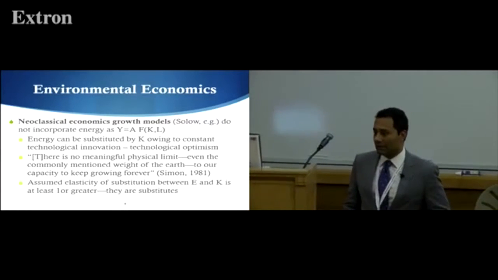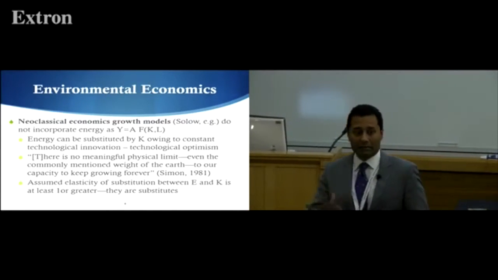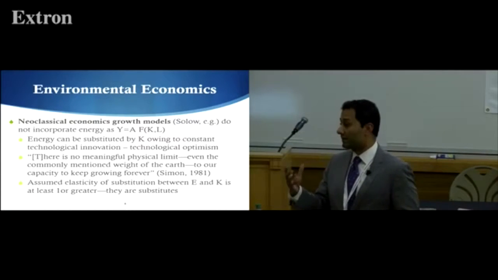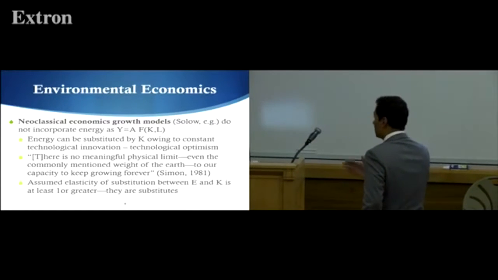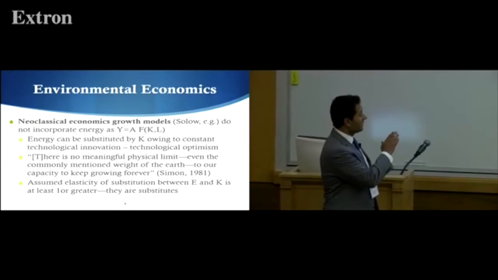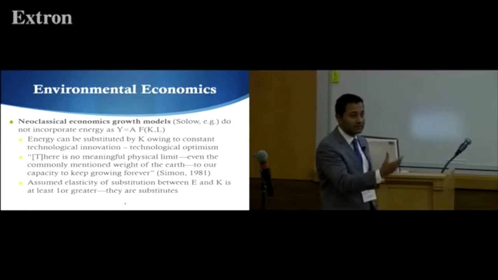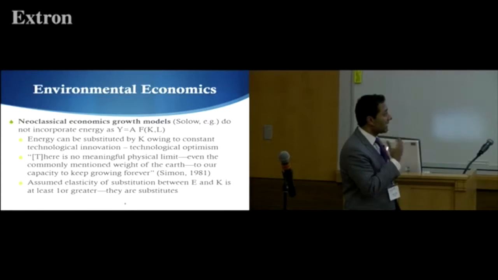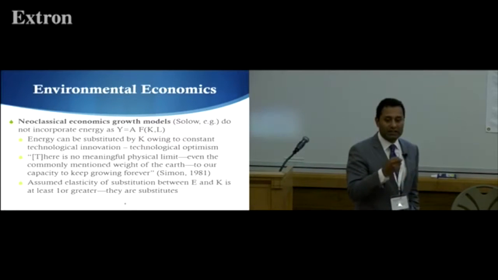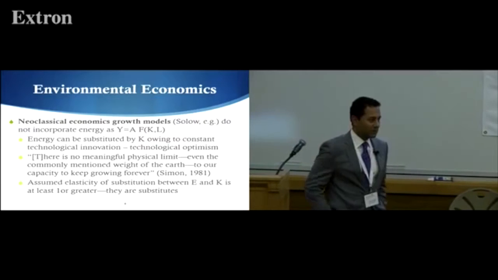The reason is that a lot of economists believe that because of constant technological innovation, we are always going to be able to substitute non-renewable resources with capital. This is their belief, that we're always going to have this ability to substitute non-renewable resources with capital. What they're trying to say is that there is no meaningful physical limit to our capacity to keep growing forever. This is the interpretation. And so capital and energy are considered substitutes in environmental economics because there is this great belief in constant technological innovation. It's also sometimes referred to as technological optimism, being too optimistic about technology.